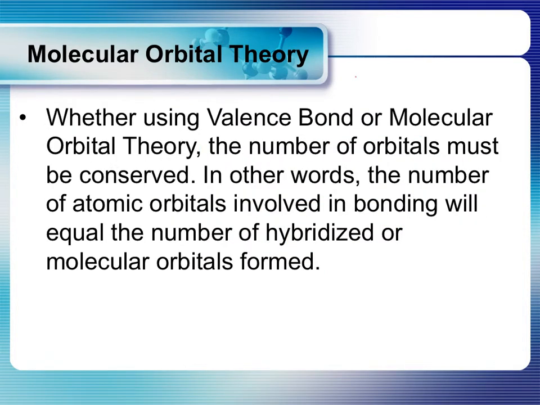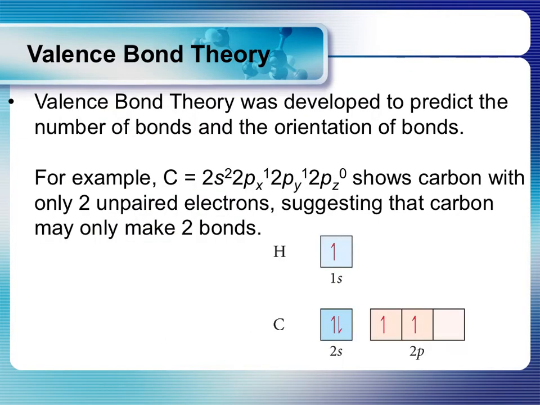So just kind of a little tidbit to commit to memory. Regardless of the theory you're talking about, there is such a thing as conservation of orbitals. In other words, however many atomic orbitals you begin with, you must end up with the same number of molecular orbitals. All right, so let's spend some time explaining valence bond theory. Remember, that's the one that says that when 2 atoms are approaching each other to bond, the atomic orbitals blend together to form hybrid molecular orbitals.